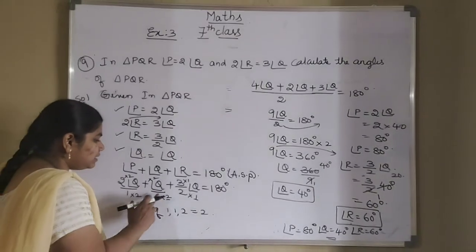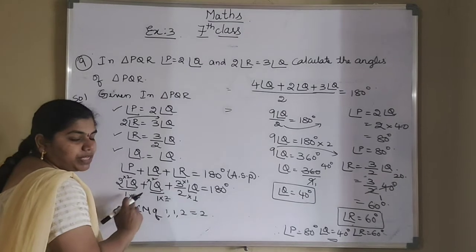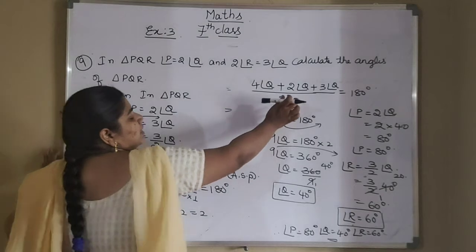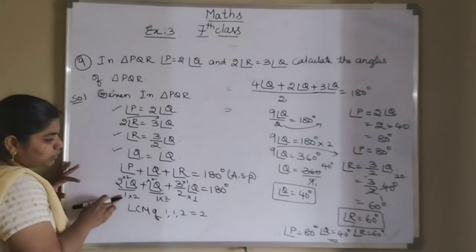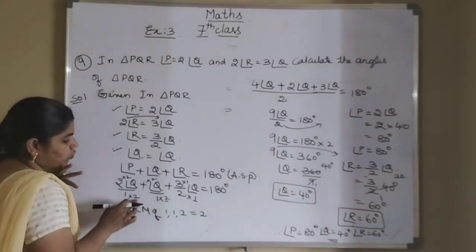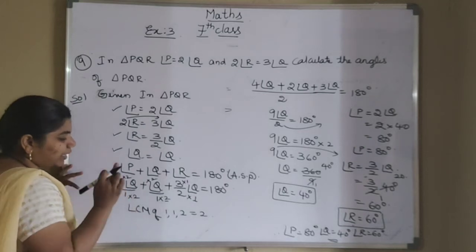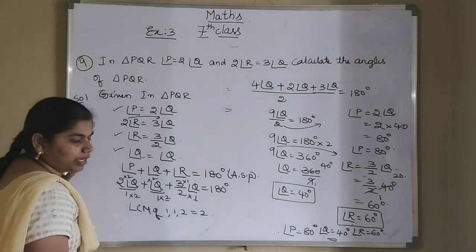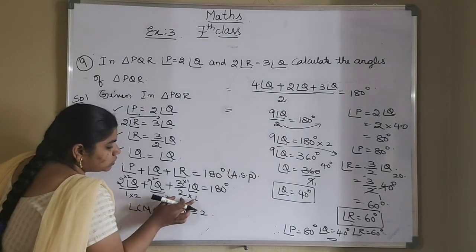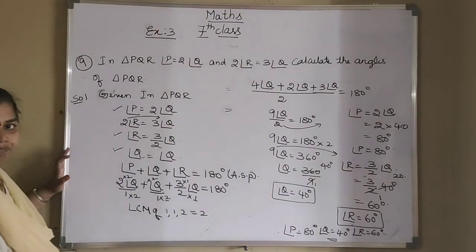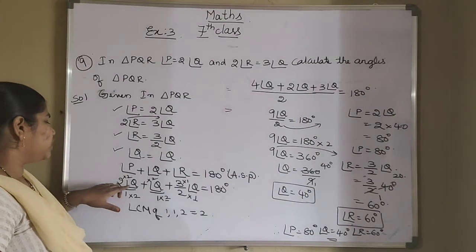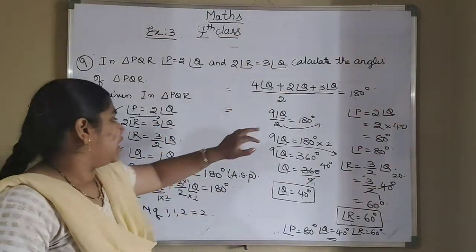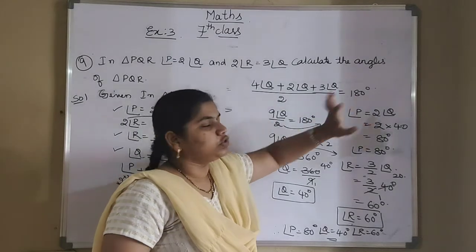Okay. Now what is the LCM here? In the denominator 2 is there, so I am taking the LCM. 1, 2 LCM will be 2. So for 1, how much will you multiply to get 2 here? 1 two is 2. So the same 2 I am multiplying in the numerator. 2 ones are 2, so I am multiplying the same 1 in the numerator. Okay. So 2 twos are 4, 4 angle Q. 2 angle Q. 3 ones are 3 angle Q by 2 is equal to 180.